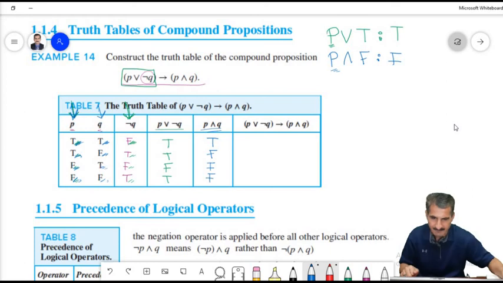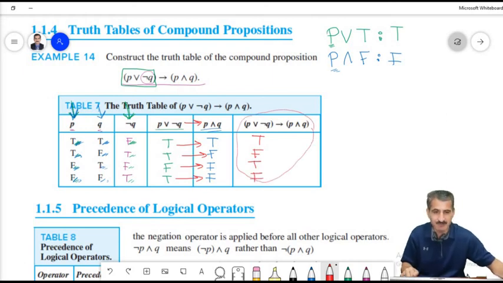Now, to accomplish this, we need to say this gives that. So true implies true is true. True implies false is false. False implies false is true. True implies false is false. And then we have the truth table of this compound statement. So this is the way.